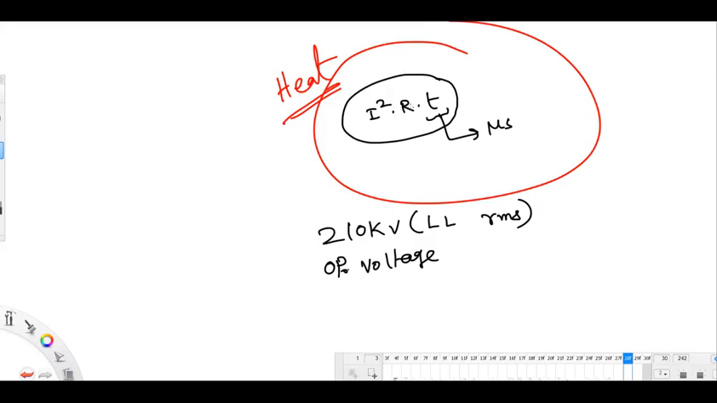Sir, one more, sir. Aluminum conductor has the advantages of less density and less cost, no, sir?